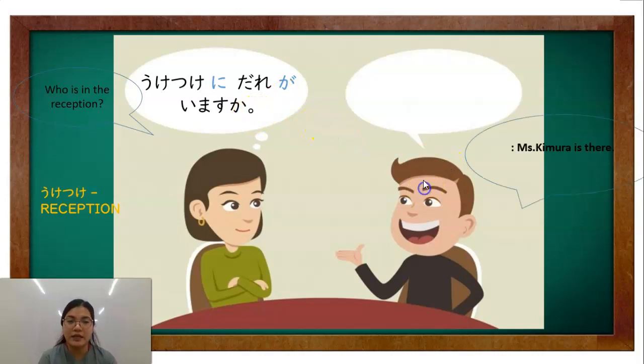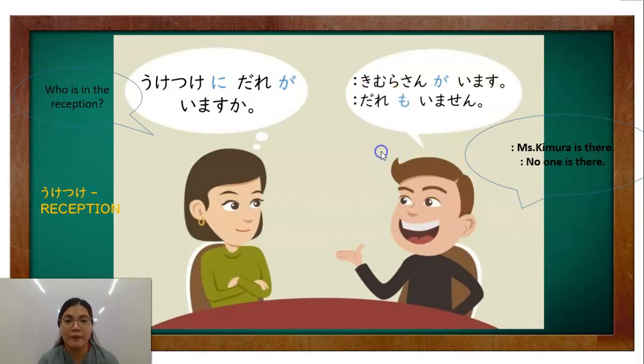So he can answer, Miss Kimura's there. Kimura-san ga imasu. Or you can answer, no one's there. Dare mo imasen. Walang nandun. Okay? So just simply follow the sentence pattern, place ni, interrogative ga, arimasu or imasu ka. Okay, so you just change the things or the person as the interrogative, and you just add ka in the last of the sentence to make it a question.